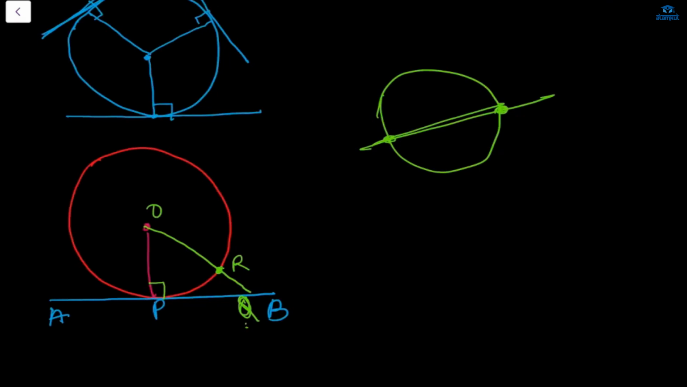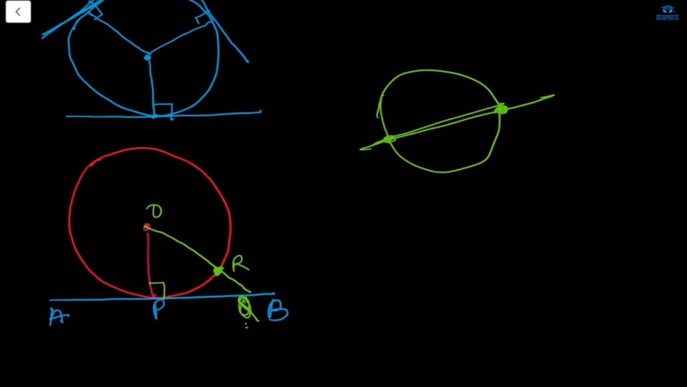If Q were also touching the circle, it would become a second point of contact, because P is already a point touching the circle, as given to us. So this Q is lying outside the circle, on the tangent. Now if you see this OQ, it touches the circle at point R, because Q is outside the circle.